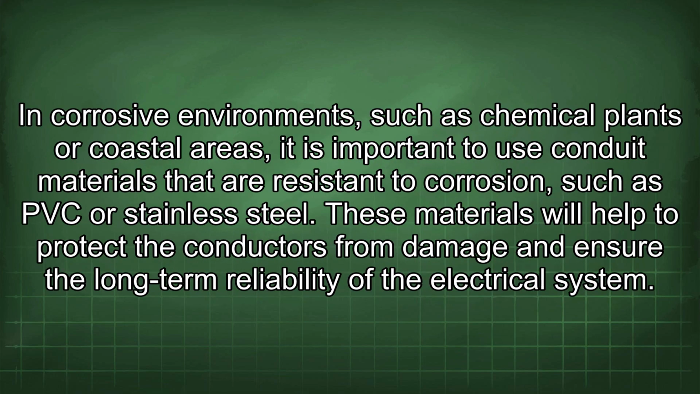In corrosive environments, such as chemical plants or coastal areas, it is important to use conduit materials that are resistant to corrosion, such as PVC or stainless steel. These materials will help to protect the conductors from damage and ensure the long-term reliability of the electrical system.